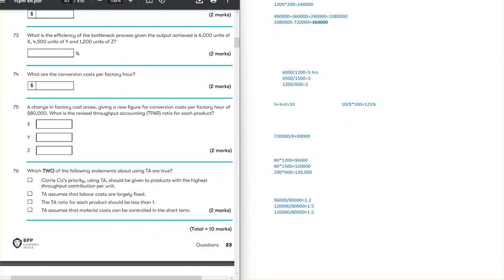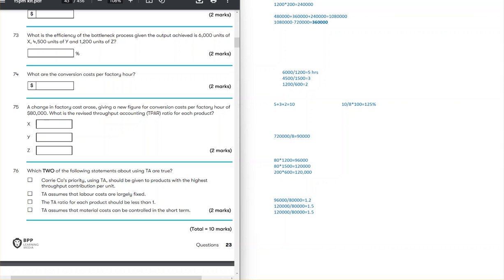Which two of the following statements about using TA ratio are true? Corico's priority using TA should be given to producing products with the highest throughput contribution per unit. TA assumes that labor costs are largely fixed. TA ratio for each product should be less than 1. TA assumes that material costs can be controlled in the short term.